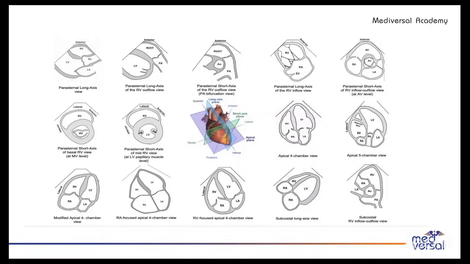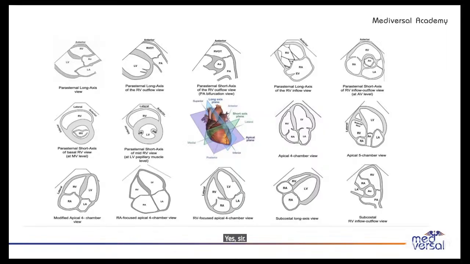Any further queries? Sir, which view is good to assess arrhythmia during the echo study?